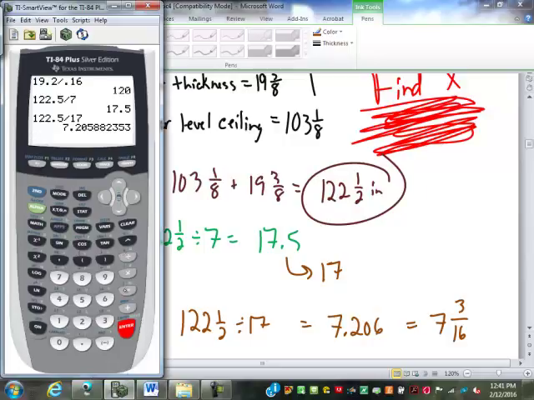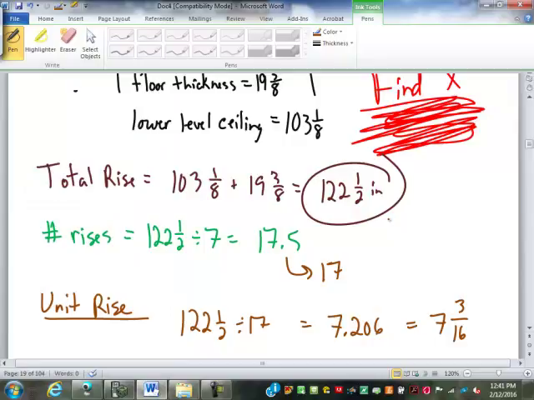Here, let me show you. If I subtract the 7 times 16, 3.2, it is a little bit closer to 3. But it's in that range. So 7 3/16. Is that acceptable? Yeah, anything up to 7 1/2 is acceptable. So we're okay there. So that is going to be our unit rise, 7 3/16 of an inch.